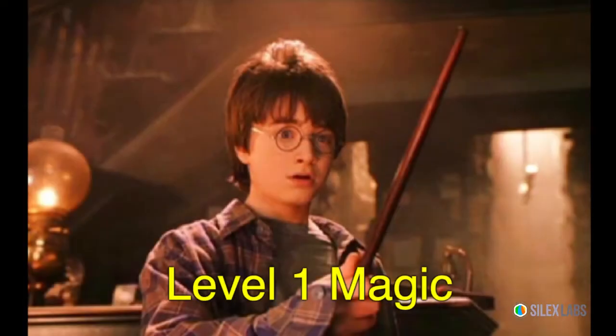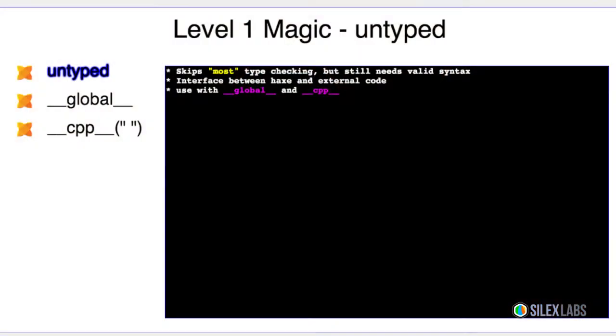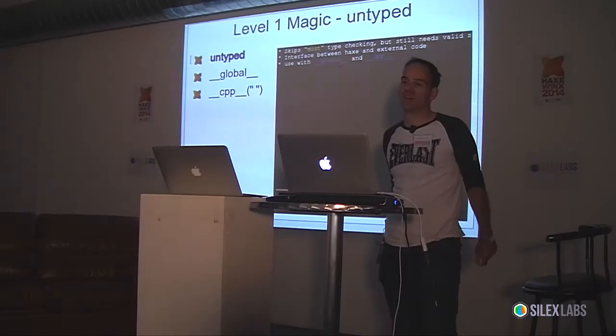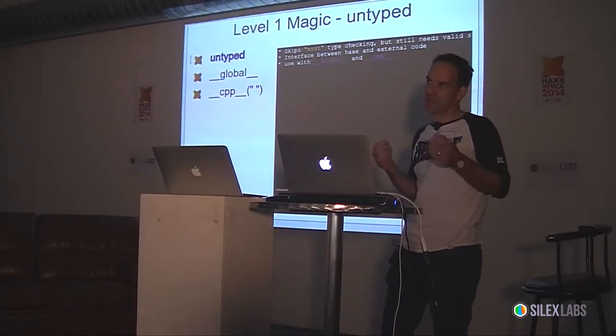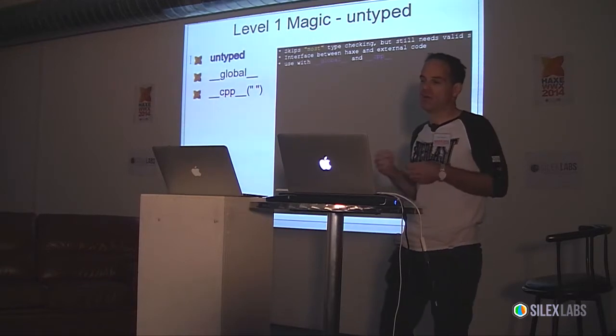Once you've got your build system set up, we'll look at some of the simple things you can do to integrate external code. Most of the external code is introduced with the untyped keyword, which just instructs the Haxe compiler to trust you. Whatever's following is the correct type. Don't worry about complaining about the wrong type. So it just skips the type checking component, but you still have to type in valid Haxe code as far as the parser is concerned.